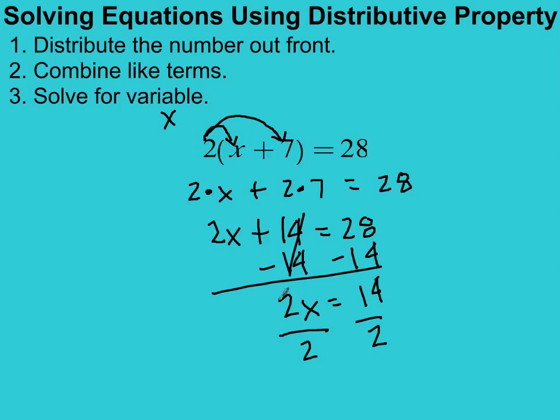When we divide by 2 on the left side, the 2's will cancel, and we'll just get x equals, and on the right side we'll have 14 divided by 2. 14 divided by 2 would give us 7. So we find out that through all of this, our x is equal to 7.